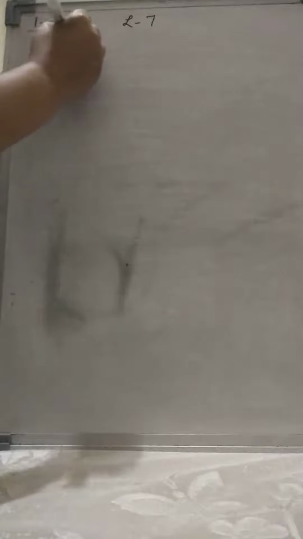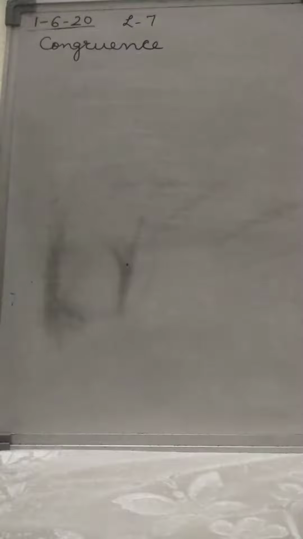I hope in your previous two videos you were able to understand how to find the square root of a number that is not a perfect square. Now today we are going to start with our next chapter, that is lesson 7, congruence of triangles.